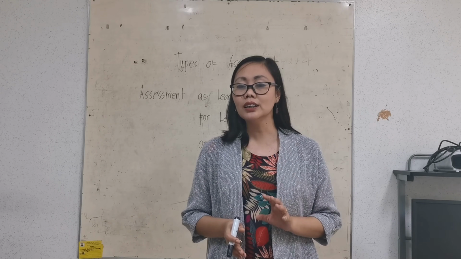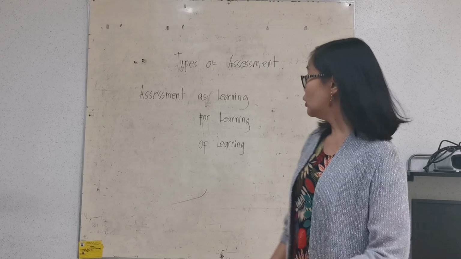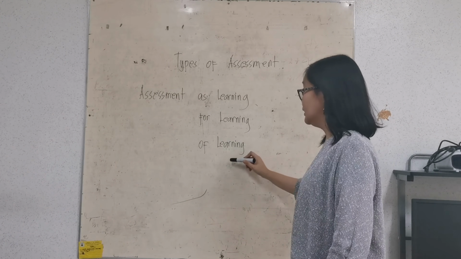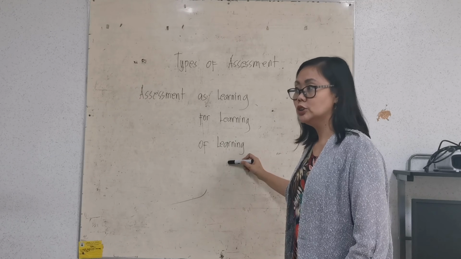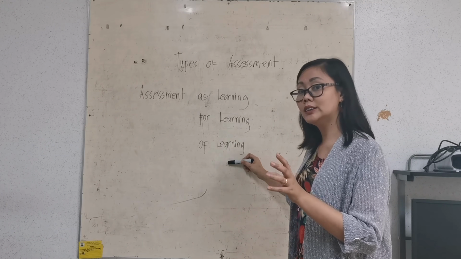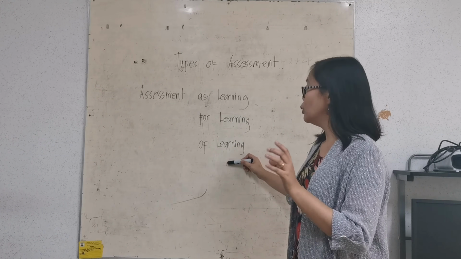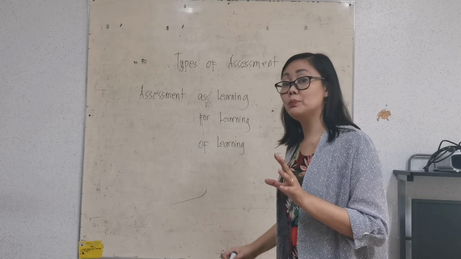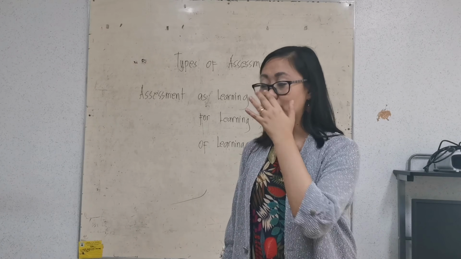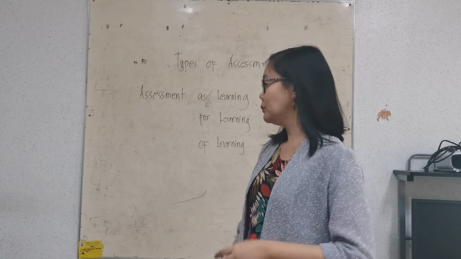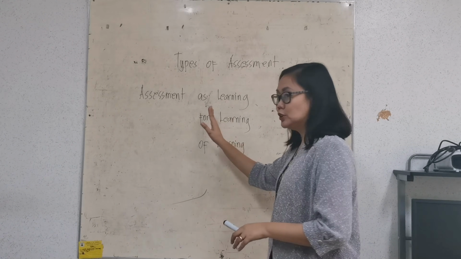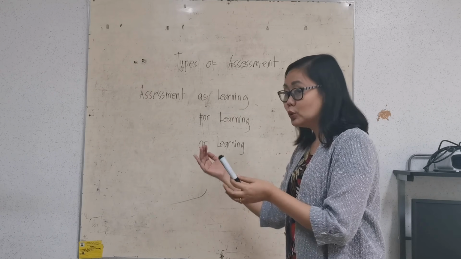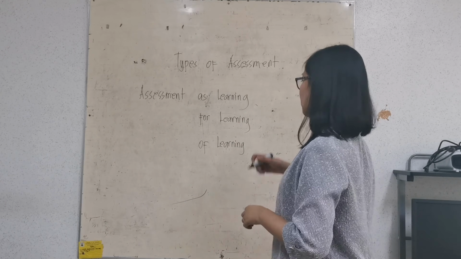So there are three types of assessment. We call them assessment as learning, assessment for learning, and assessment of learning. So for you to easily understand it, look carefully with the A, F, and O. Arrange it alphabetically first so that it will be easy for you to understand. Okay? Now, I am going to mark these three with mnemonics so that it will be easier for you to understand.